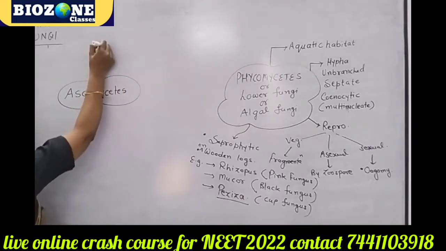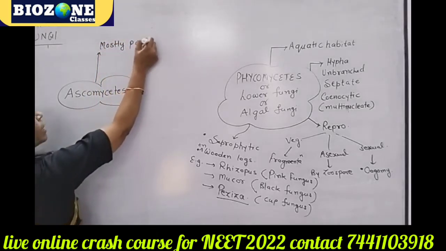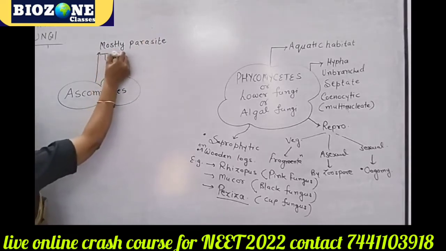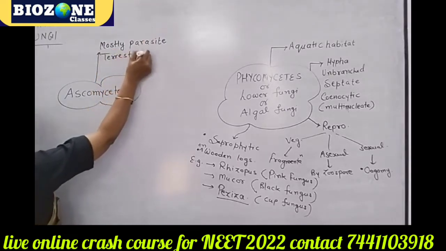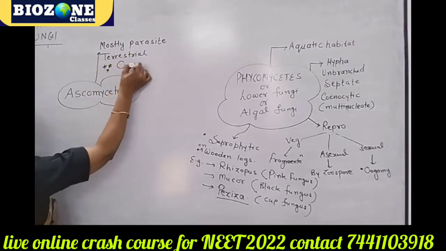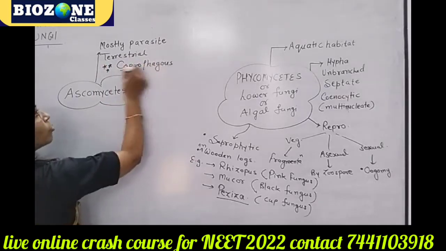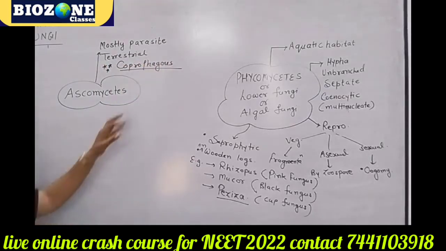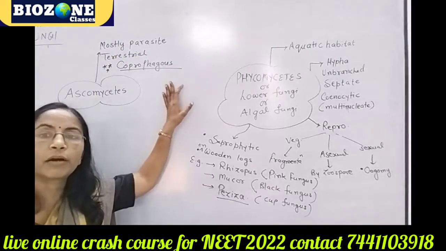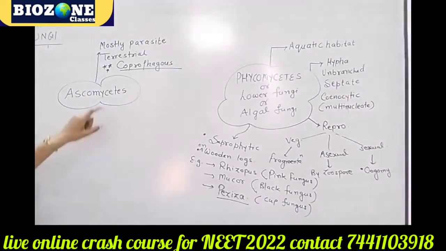So mostly parasite, habitat terrestrial, and along with saprophyte, coprophagous. This term you remember, coprophagous. Coprophagous means they are growing on the dead and decaying waste of the cattle or animals, cow dung, okay, and excretory waste, digestive waste.